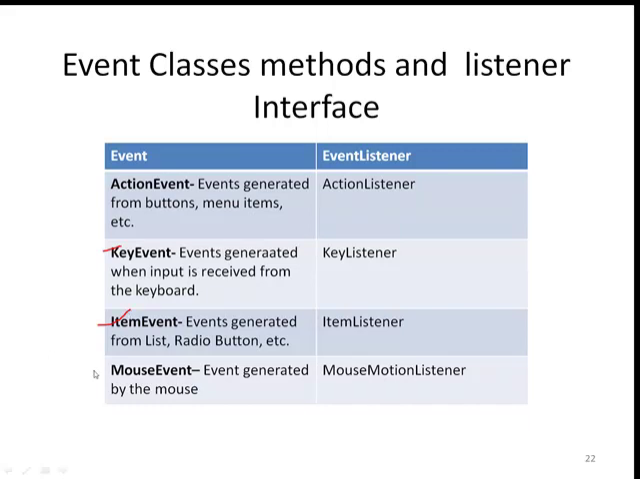Now the next event is mouse event. The mouse event is generated when the user generates a mouse event on a source. Mouse events are handled by the mouse motion listener interface. Here all the listeners are interfaces, so we can implement multiple interfaces in one single class. Now let's see one example of event handling by implementing an action listener.